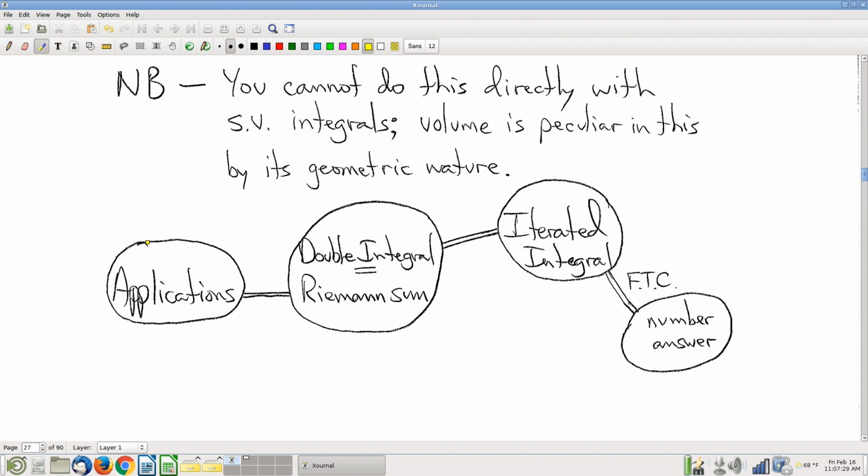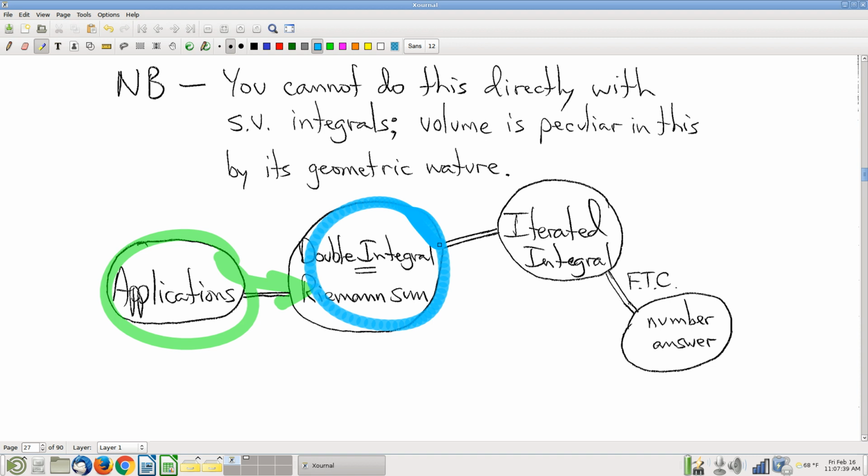This is the modified double integral roadmap. Step one, turn your application into a Riemann sum, aka double integral. Step two, rewrite your double integral as an iterated integral. And step three, compute your iterated integral with the fundamental theorem of calculus twice, one after the other, and that'll give you your answer.